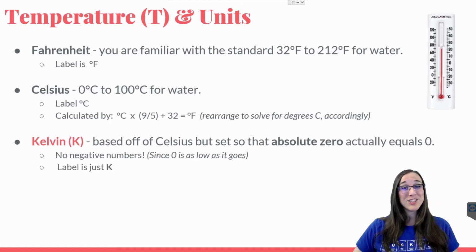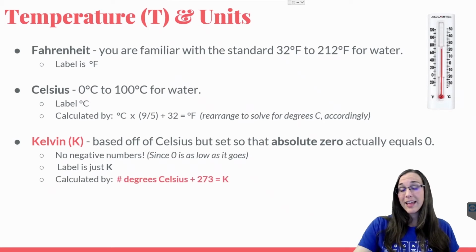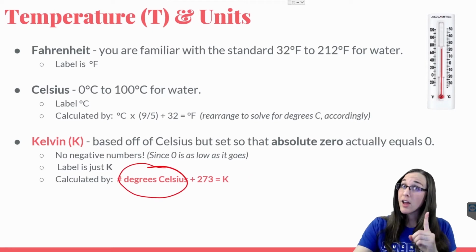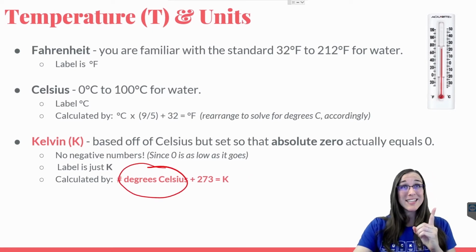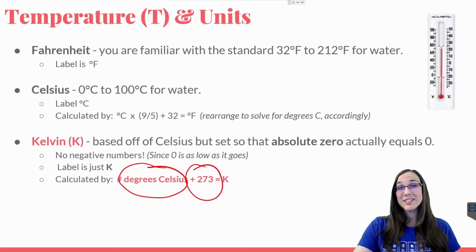We label it with just a K, no little degree symbol, just a K. And the way you calculate it is you take degrees Celsius, not Fahrenheit. You must have it in Celsius, plus 273, and that will always get you units of Kelvin.